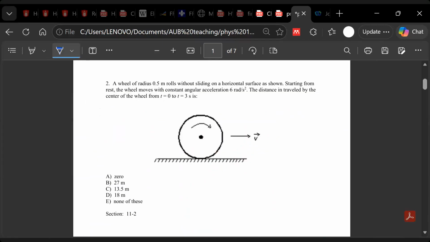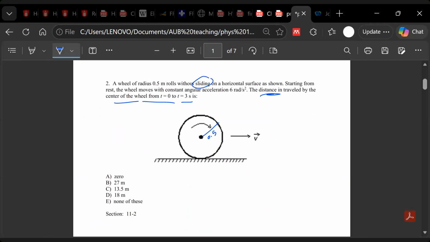So I'm interested here in the distance traveled by the center of the wheel from t equals 0 to t equals 3 seconds. The wheel has a radius 0.5. It is rolling without sliding. When I say without sliding, this means I have a pure rolling motion in which the center of mass has a speed which is translational only. The edges, I can take a pure rotation and combine it with the translational motion of the center of mass. So I will always put the condition of no sliding or no slipping.